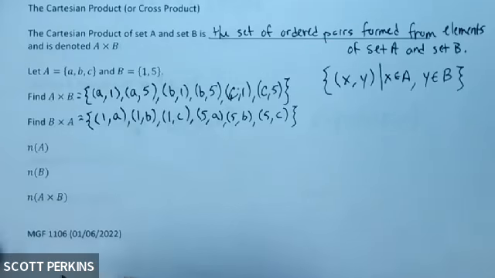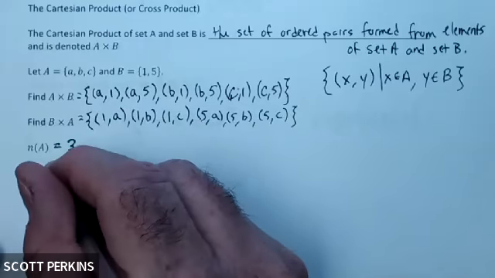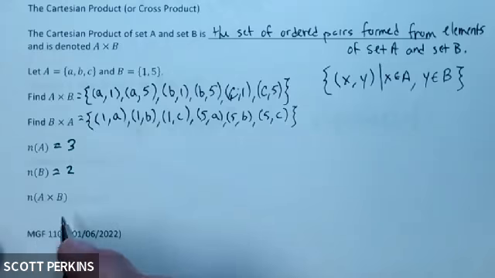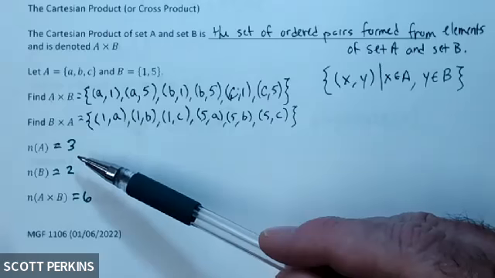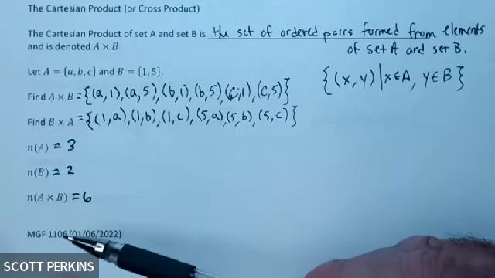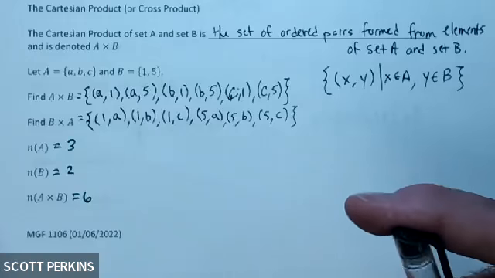All right, well then what's the answer to the next one? What is the number of elements in A? 3. What's the number of elements in B? And then the number of elements in A cross B, how many were there? Yeah, there's 6 ordered pairs. Do you see a relationship there between those numbers? 3 and 2 as A and B, and then the number of elements in the cross product. Yeah, and that's not accidental, okay? That's not just a coincidence.